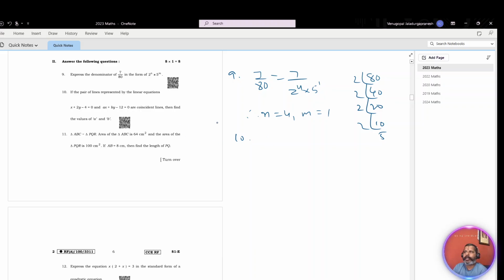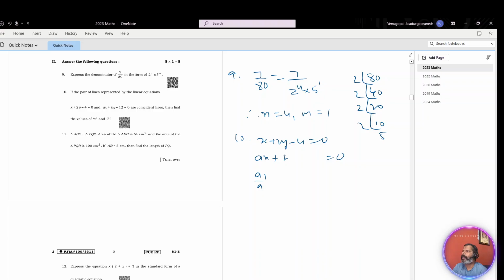If a pair of lines are coincident, find the value of a and b. When the lines are coincident, it means all three ratios are equal. Just take the equations x plus 2y minus 4 equal to 0, ax plus by minus 12 equal to 0. Then write a1 by a2 equal to 1 by a, b1 by b2 equal to 2 by b, c1 by c2 equal to minus 4 by minus 12. Once you write the condition, for coincident lines all three ratios should be equal.